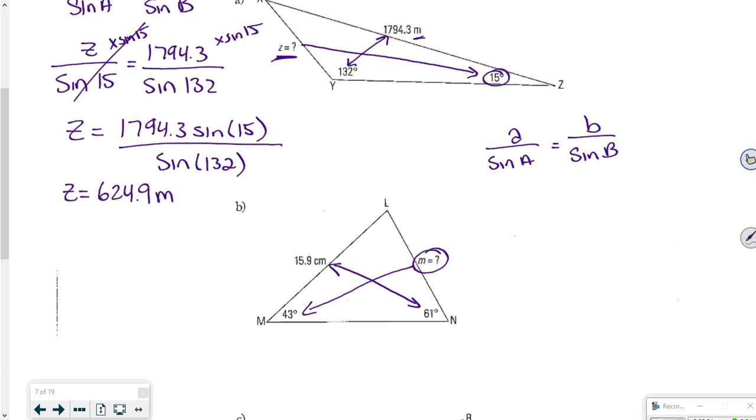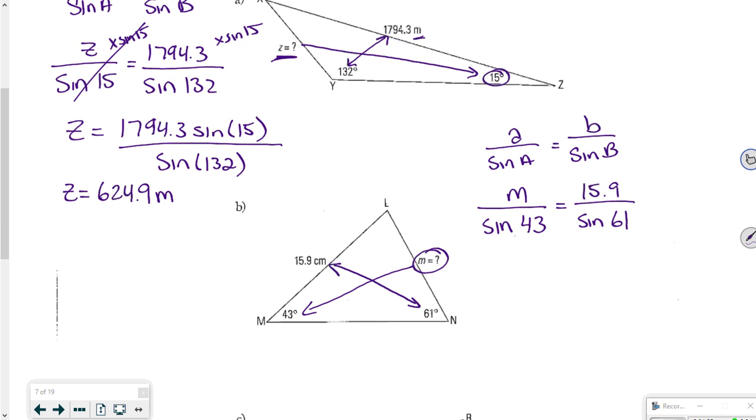The side I'm solving for in this case, they called M. So I'm going to put M into my formula. M divided by sine of the angle straight across from M, which was the 43, equals B, so the other side that I know, which is 15.9, divided by sine of the angle straight across from it. So 15.9 is straight across from the 61 degrees, so sine of 61.